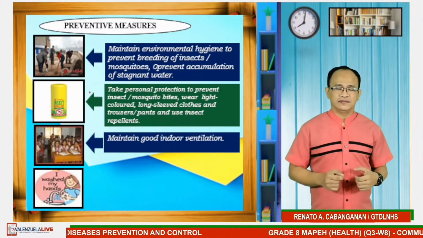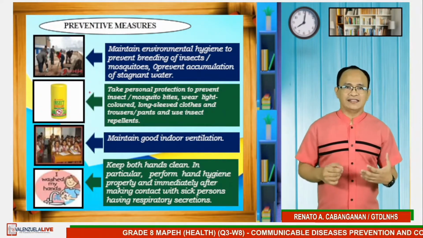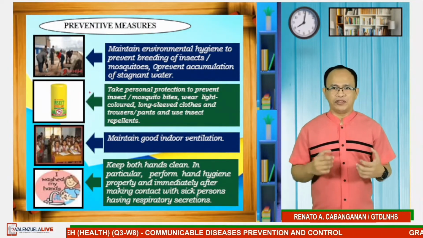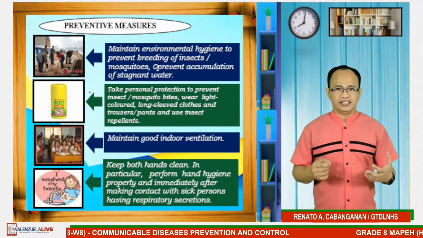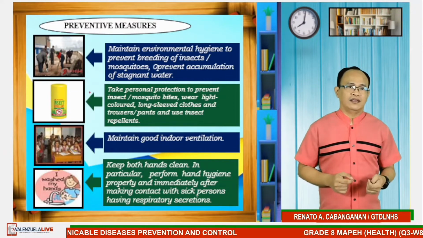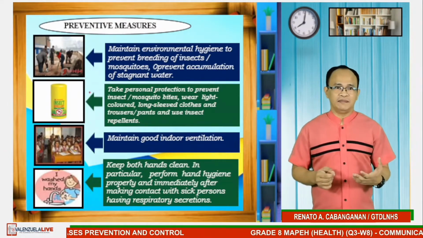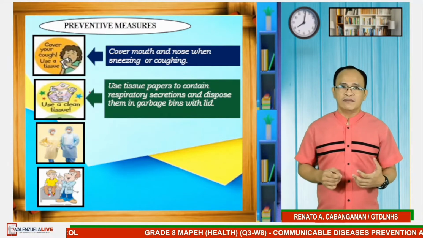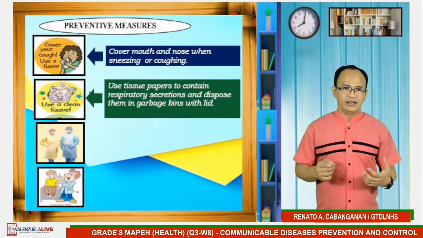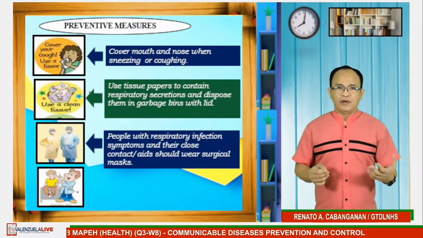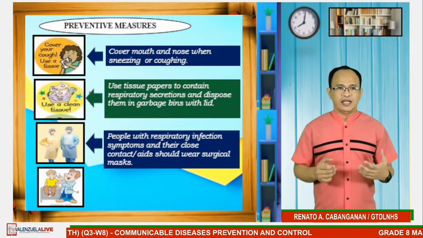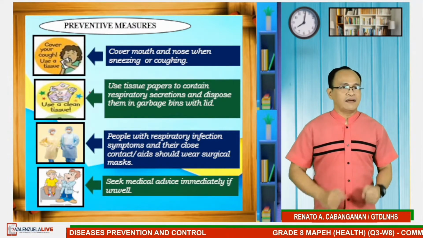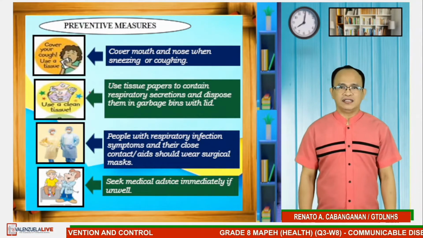Maintain good indoor ventilation. Keep both hands clean. In particular, perform hand hygiene properly and immediately after making contact with sick persons having respiratory secretions. Cover mouth and nose when sneezing or coughing. Use tissue paper to contain respiratory secretions and dispose of them in garbage bins with lids. People with respiratory infection symptoms and their close contacts should wear surgical masks. Seek medical advice immediately if unwell.